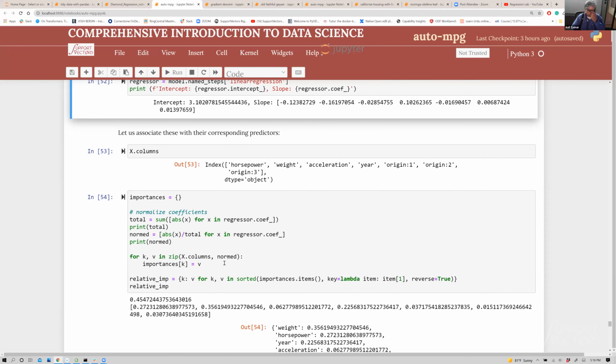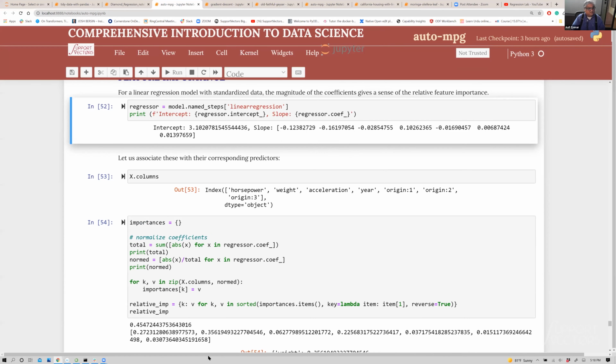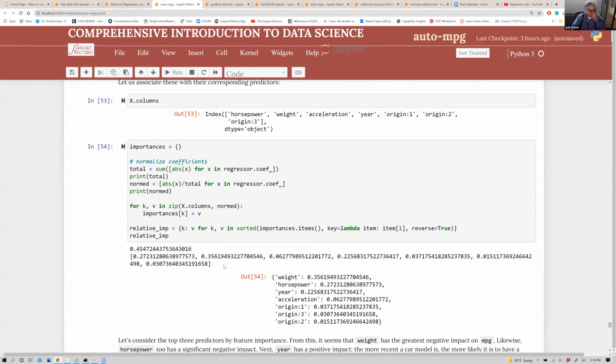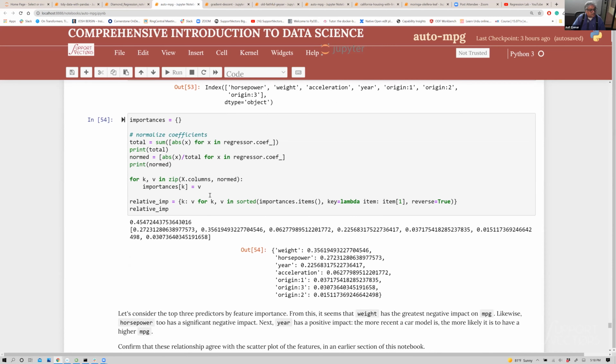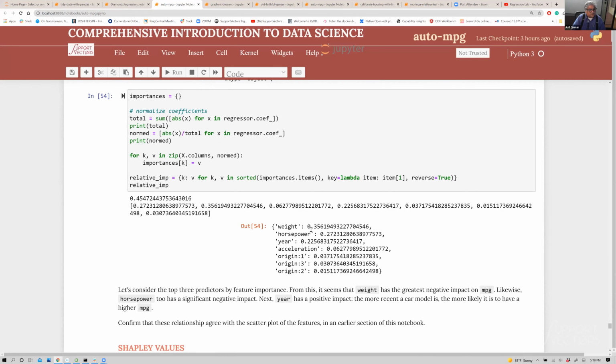I create a hash map, and also I standardize. If I'm looking at percentage relevance, I have to add up all of those coefficients and divide each one by that, so that everything is on a scale of 1 to 100. So then what I find is that the weight matters. 35% of the feature importance goes to weight. The lesson is, if you want high mileage, don't drive heavy cars, isn't it?